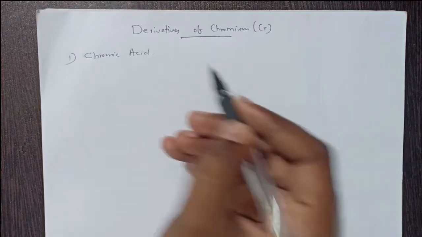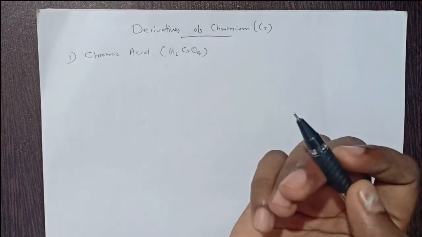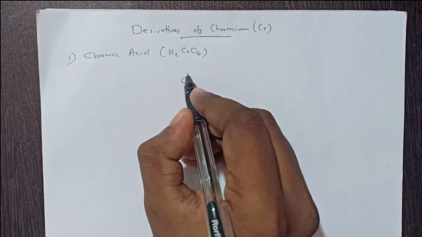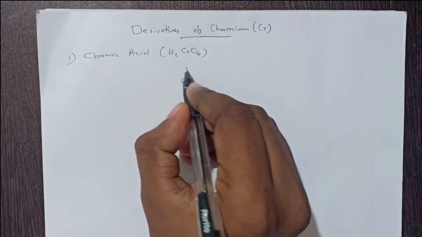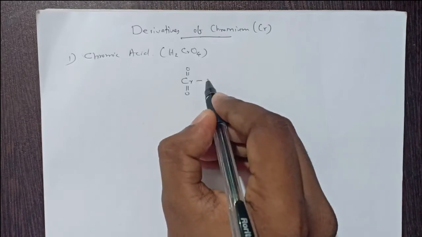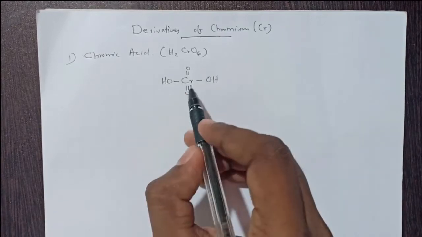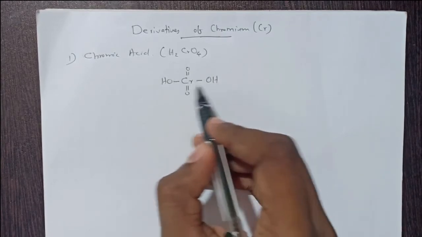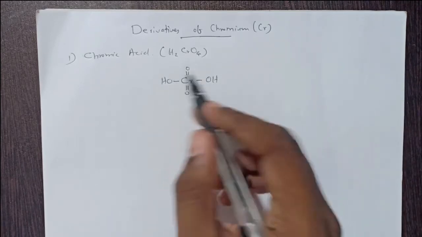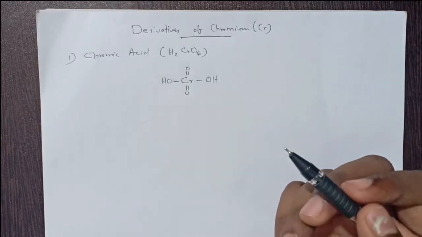Chromic acid, that is H2CrO4. The structure of that compound is like this: Cr, then a double bond O, then one OH, and here also OH. So this is H2CrO4, chromic acid. This acts as a reagent to oxidize the alcohols to carbonyl compounds.